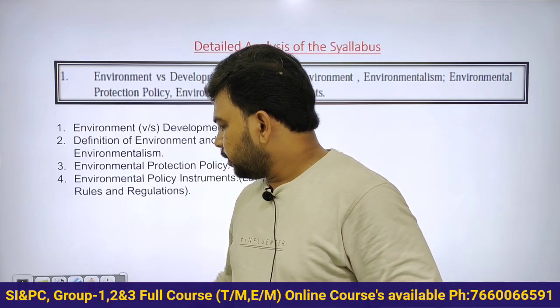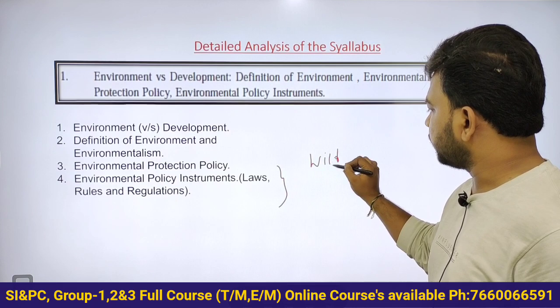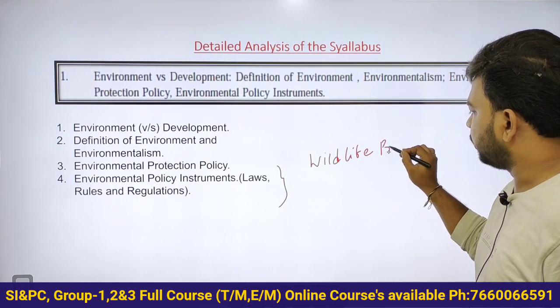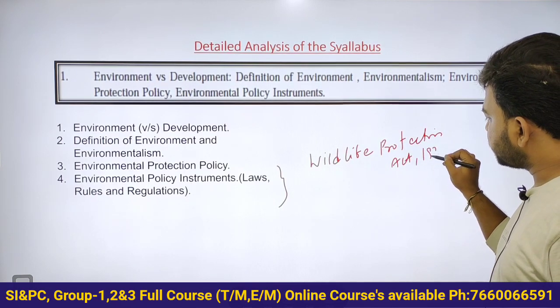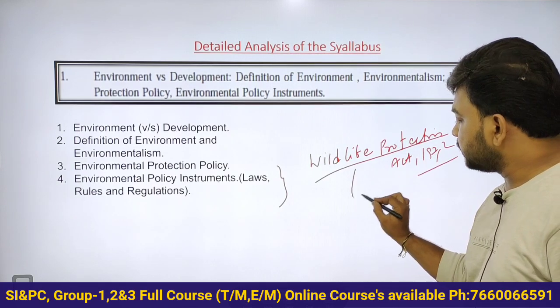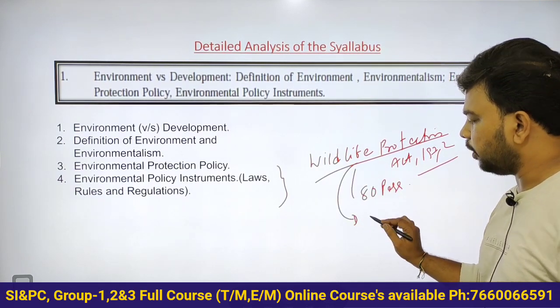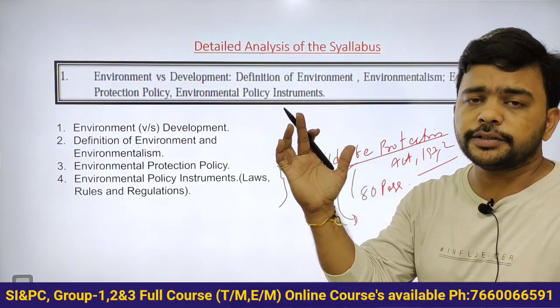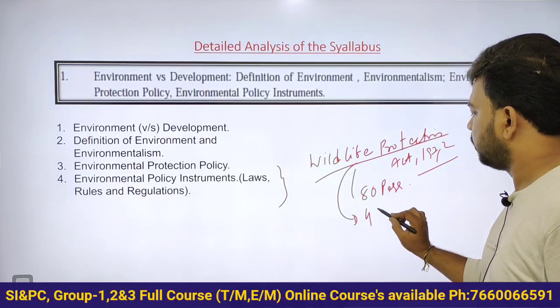So see here, for example, the Wildlife Protection Act 1972. The official gazette notification of the Wildlife Protection Act 1972 runs to 80 pages, and I will discuss that in a crisp, simplified manner in the class, coming to around 4 pages only.